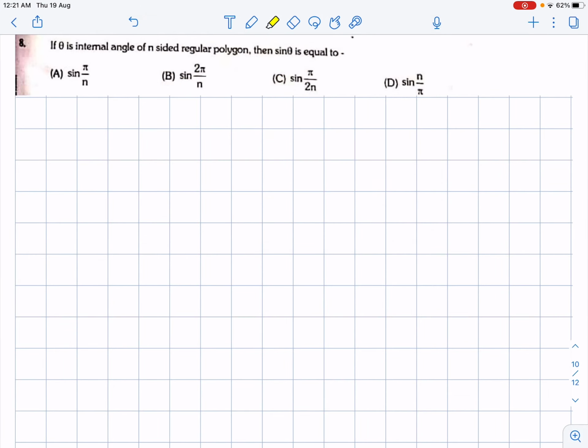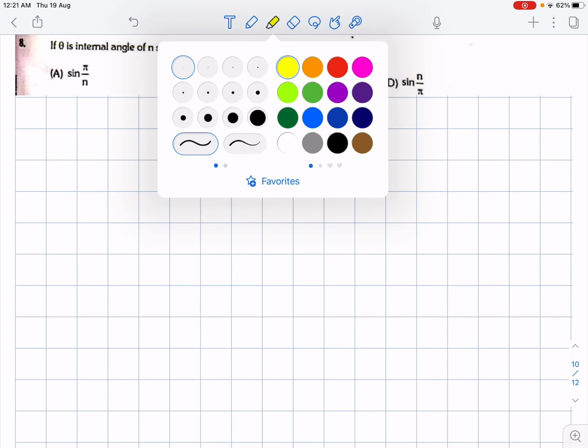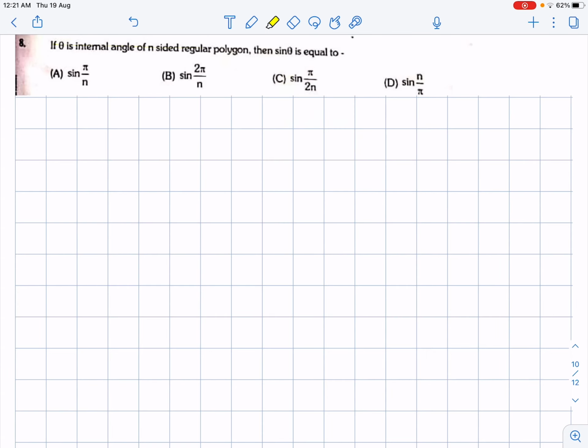So continuing our problem solving series in trigonometry, here I came up with the 8th question written on the screen. If theta is the internal angle of an n-sided regular polygon, then sin theta is equal to?